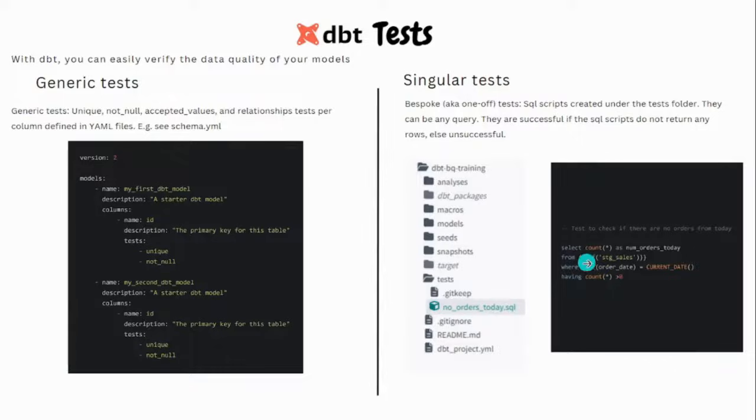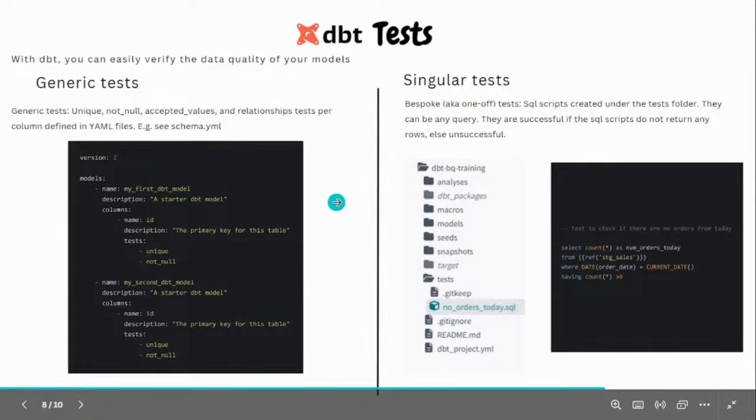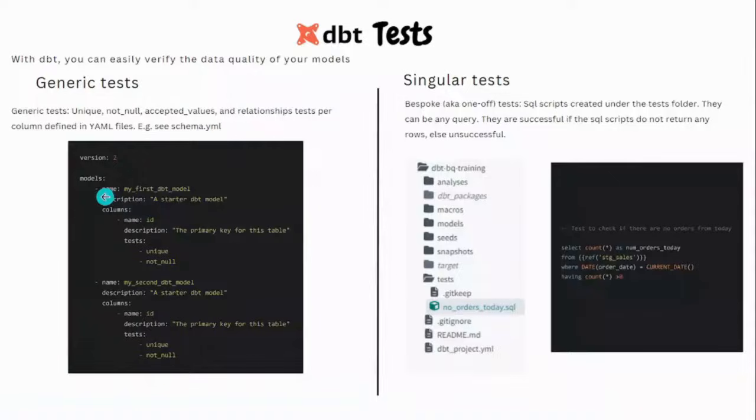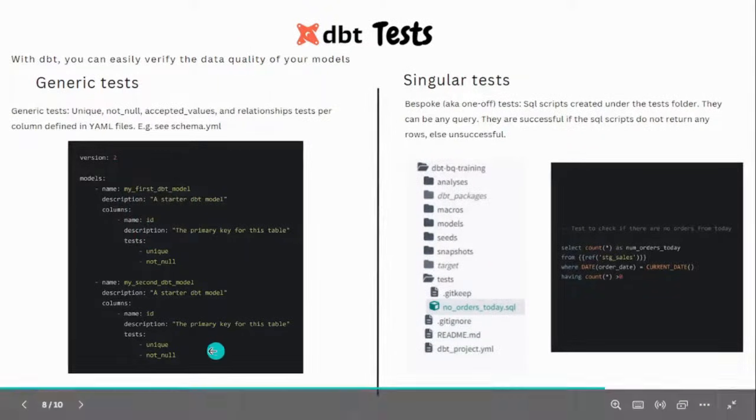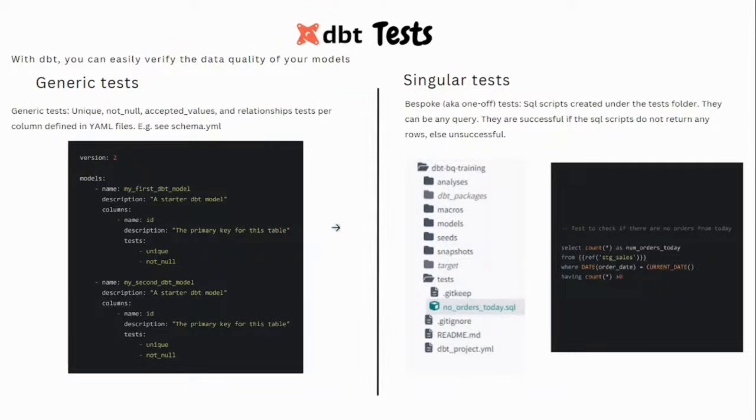For example, if you look at the screen on the left side, we have a schema.yaml file. In that, in our first model, the name of the model is my first DBT model, the column ID should be unique and not null, and the same thing goes for my second DBT model. Basically, generic tests we define within the YAML files stored within the model directory. These are the YAML files which we talked about before. These are important YAML files. They consist of the schema information, documentation information, and the generic tests.